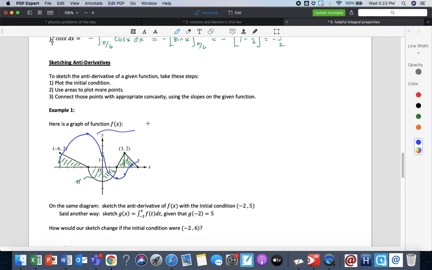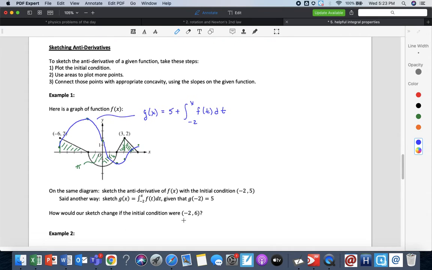So I have drawn basically here this new function g, which is the integral of f. And I started at the point 5, and I collected area from -2 to later points. So that's the function I just drew.